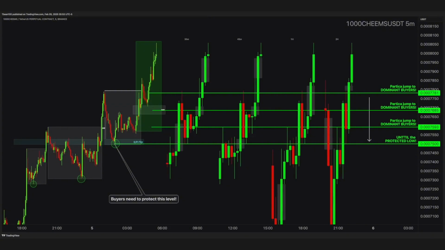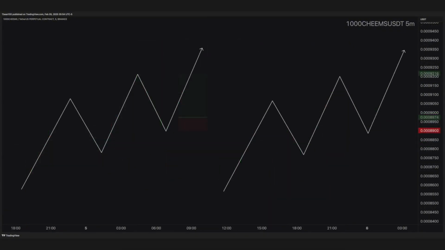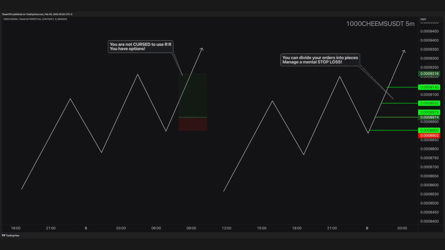So basically you are not cursed to use RR tools and be stopped out like 10 times a day. There are other ways of trading, like my yo-yo style trading from the masterclass. All we do is a very simple price action of dividing orders into pieces and making multiple entries instead of making an entry at once, while we dynamically manage our stop losses and give our trade some room to breathe and recover.